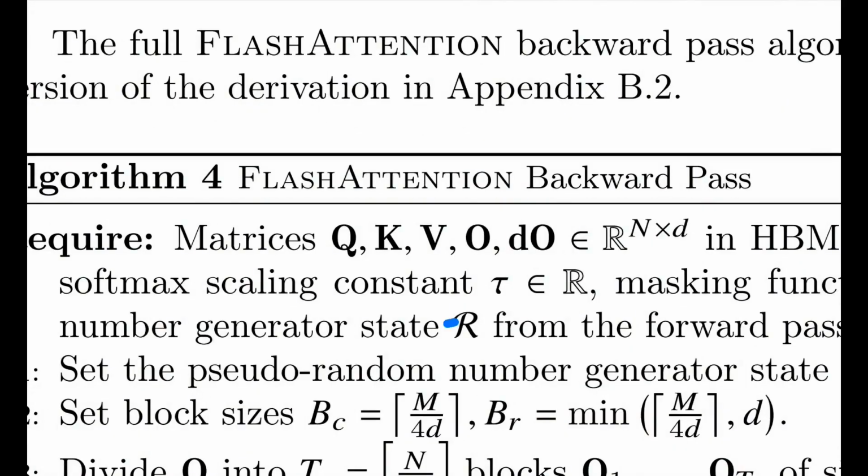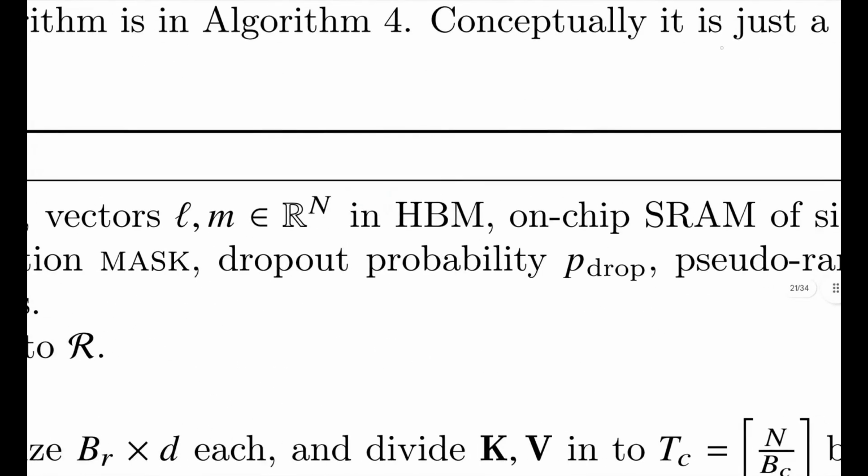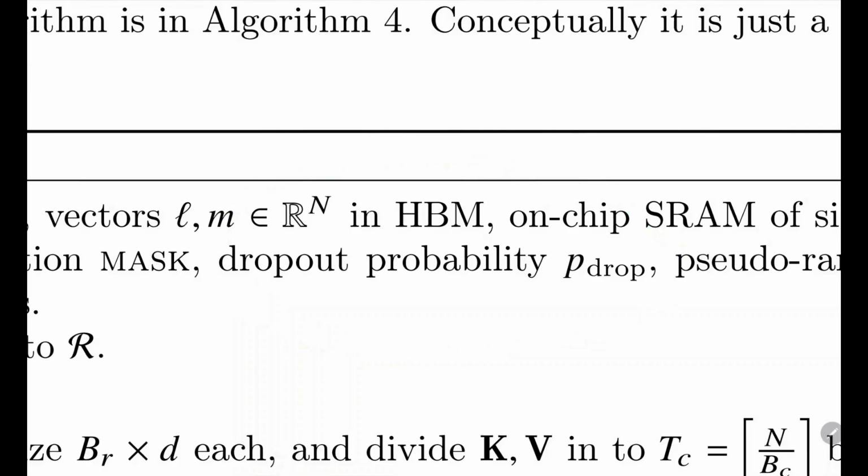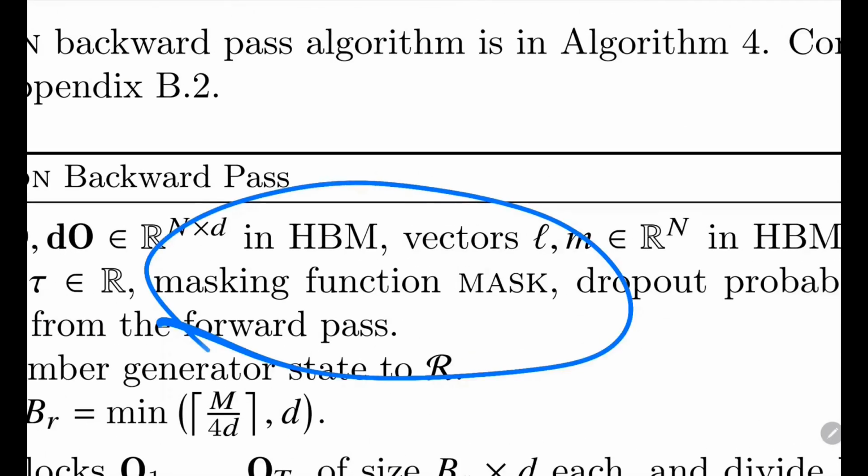We will need the hyperparameters also in SRAM: tau, which is the softmax scaling constant, p drop, which is the dropout probability, and the masking function mask as defined in the forward pass.